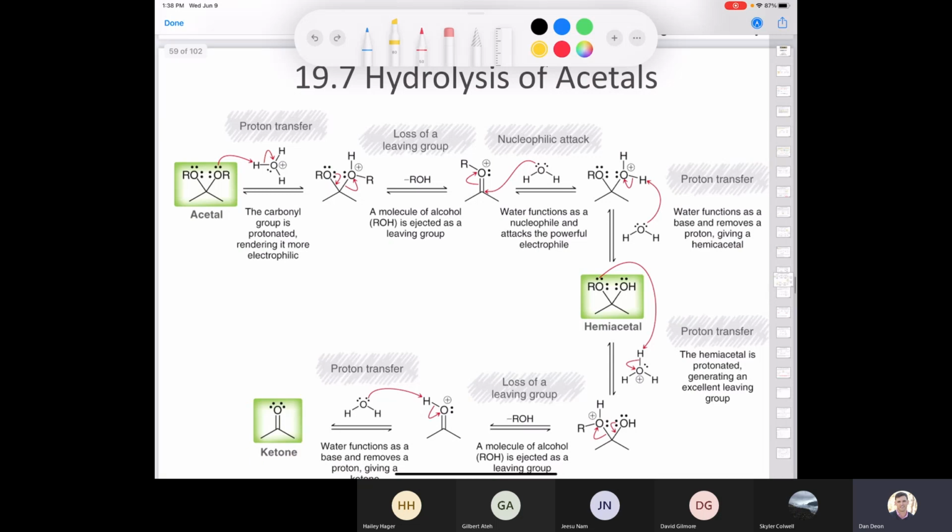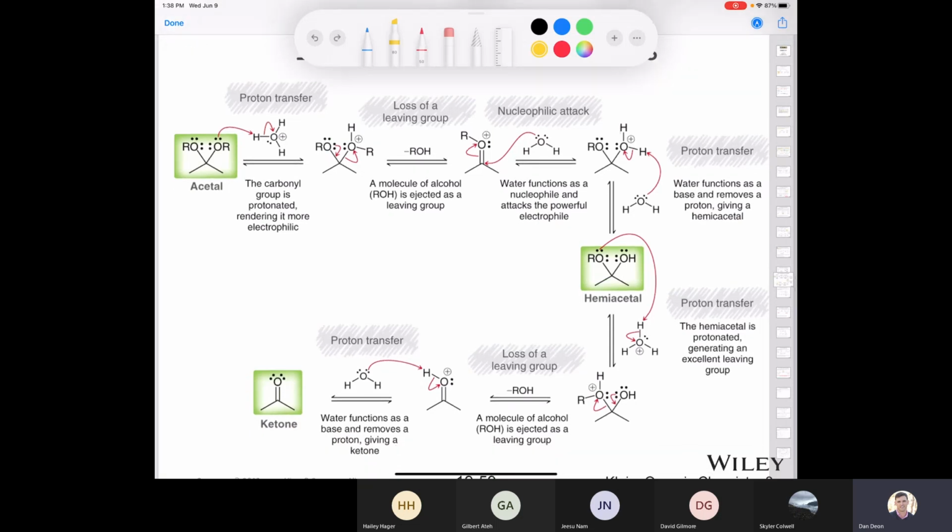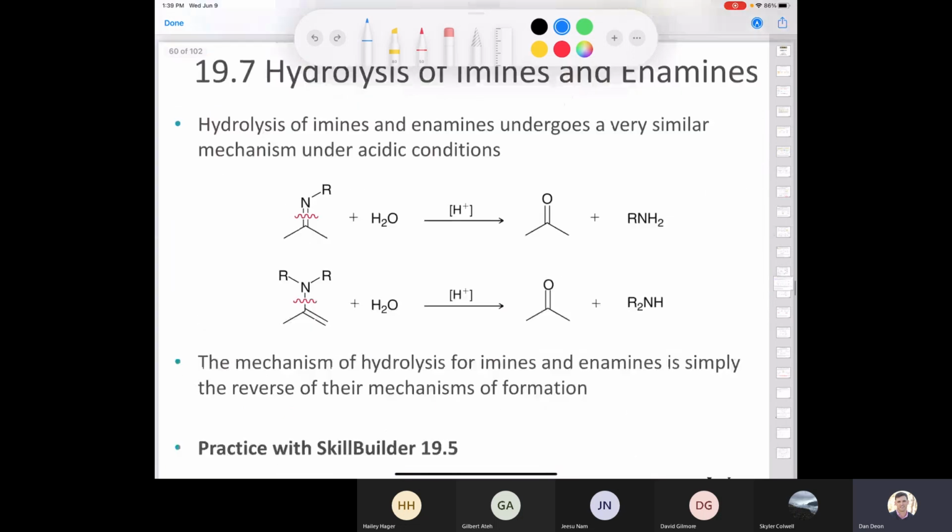Now, if you've been studying over the past few days, you've probably noticed something about this immediately. You probably noticed that this mechanism is the reverse of acetal formation, right? If you spend some time practicing the mechanism of acetal formation, you probably noticed that this is the exact reverse of it. What's the first step of forming an acetal from a ketone? The proton transfer, right? To make the protonated carbonyl and render it highly reactive or highly electrophilic.